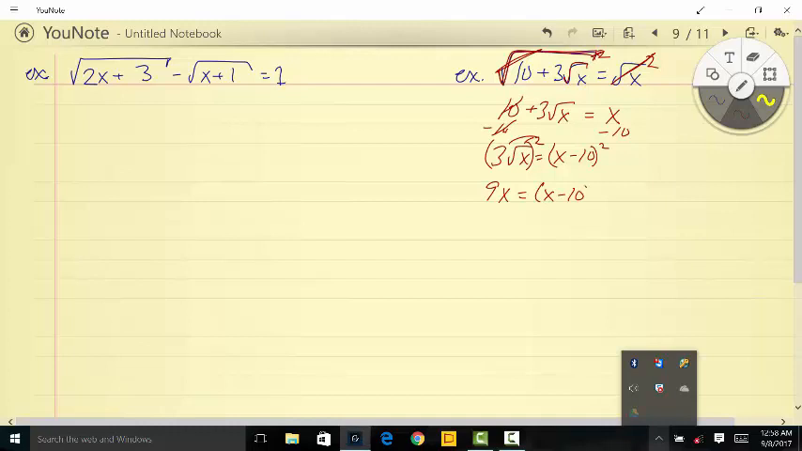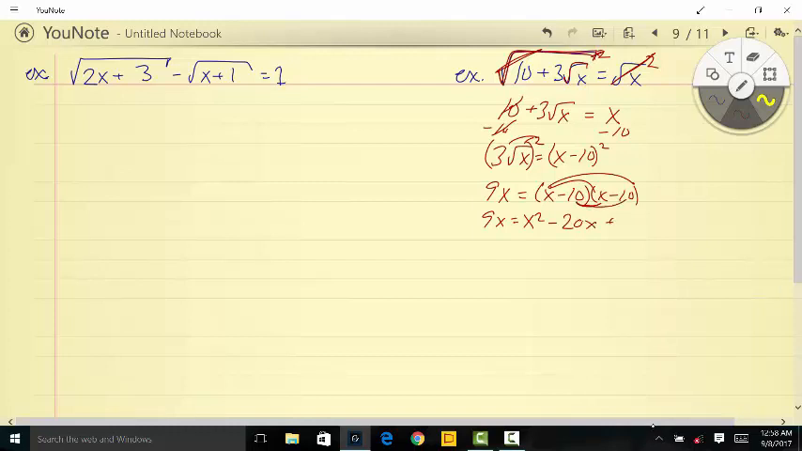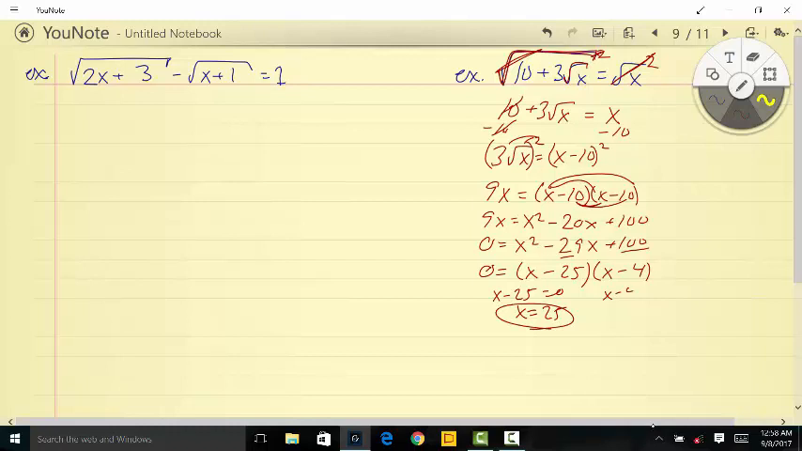To square x minus 10, we have to write it out twice. And we're going to use FOIL. So we get x squared, negative 10x, another negative 10x to give us negative 20x, and positive 100. Moving everything to one side gives us x squared minus 29x plus 100. Factors of 100 that make 29 are negative 25 and negative 4. Setting both of those equal to 0 gives us x could equal 25, or x could equal 4.